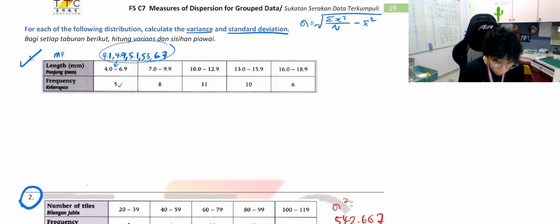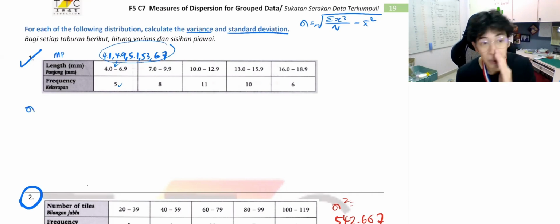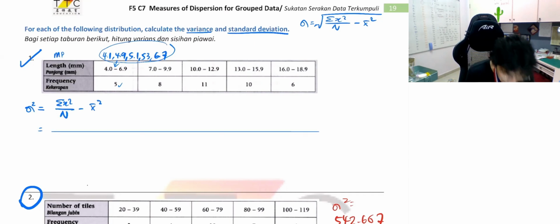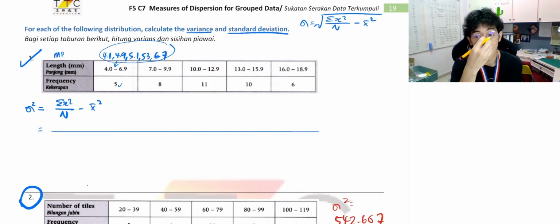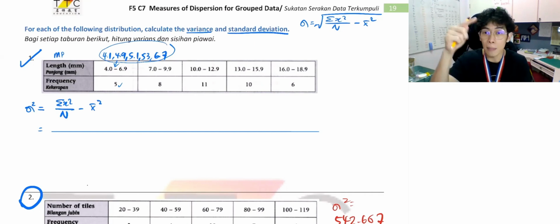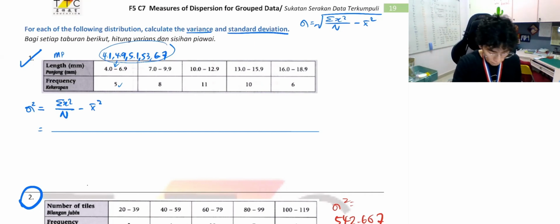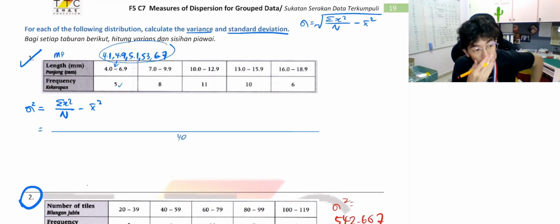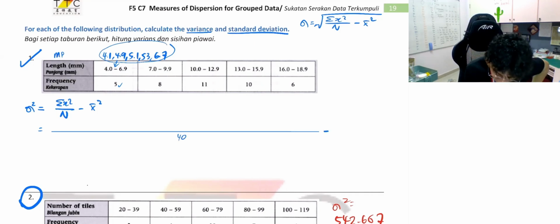based on actual figures, I'll write variance first. So variance equals this one over n. So how many data? 5 plus 8 plus 11 plus 10 plus 6. I have to use a calculator. 5, 8, 11, 10, and 6. That's 40, a lot. Then minus your mean squared.